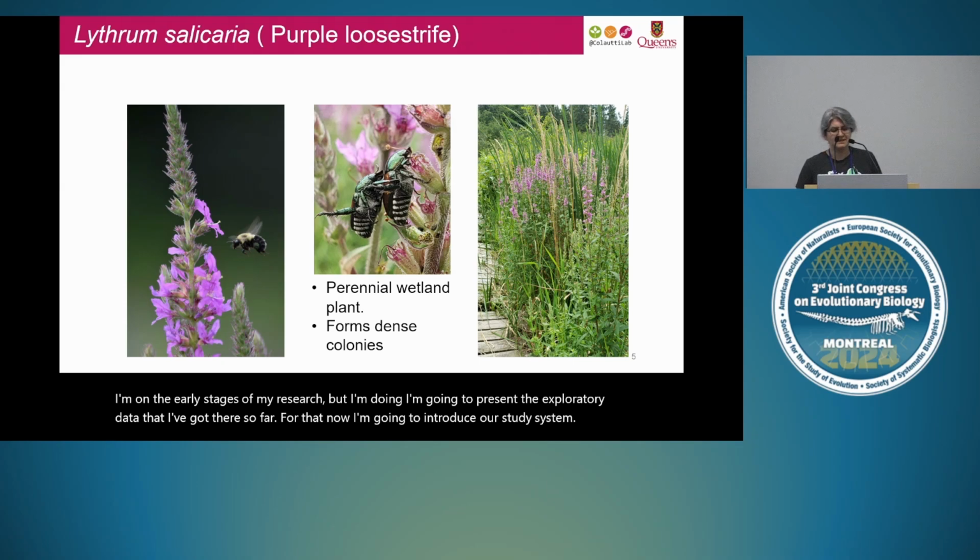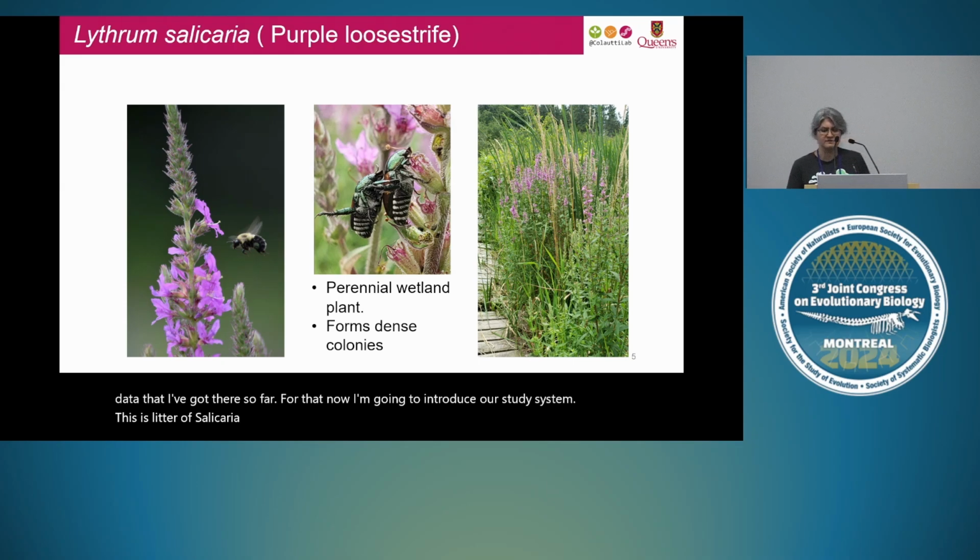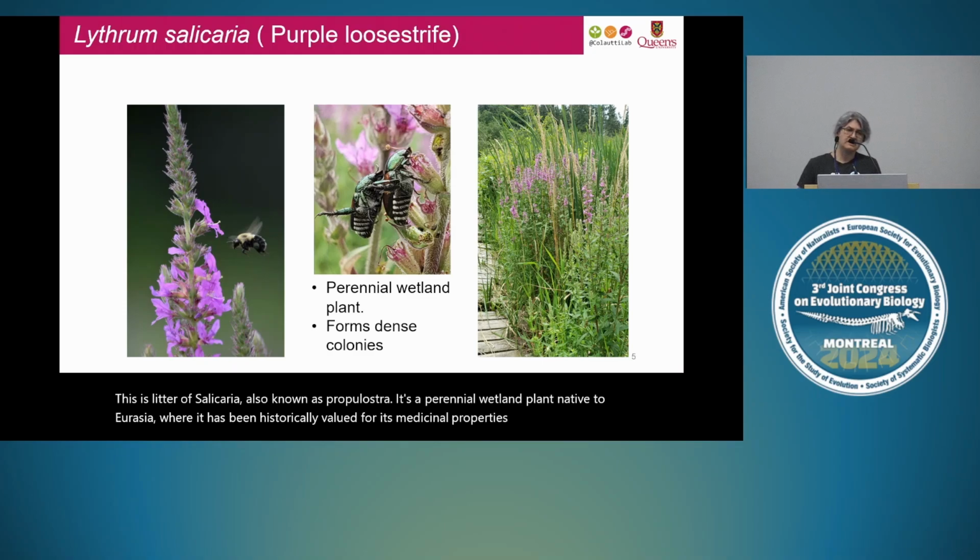This is Lythrum salicaria, also known as purple loosestrife. It's a perennial wetland plant native to Eurasia, where it has been historically valued for its medicinal properties. But in North America, it's considered invasive due to its rapid spread. Although this species doesn't seem to threaten the diversity or density of other wetland plants, it has the potential to become dominant due to its size and perennial nature.